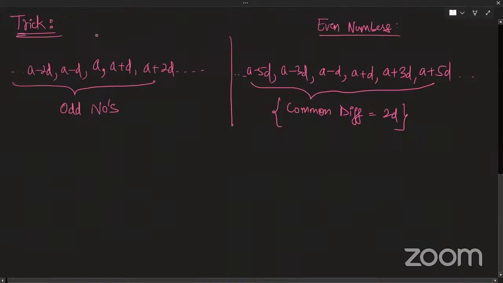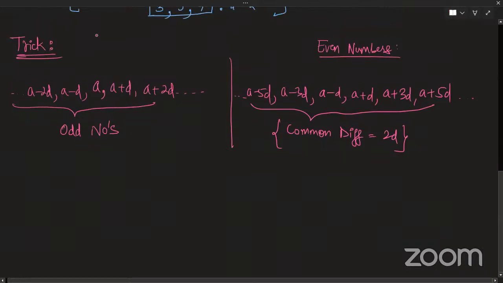Take a minus d, a, a plus d like this. And when there are even numbers, take them as a minus 3d, a minus d, a plus d, a plus 3d, so that your coefficients of d cancel out when you add them. Fine? Easy to understand, right?